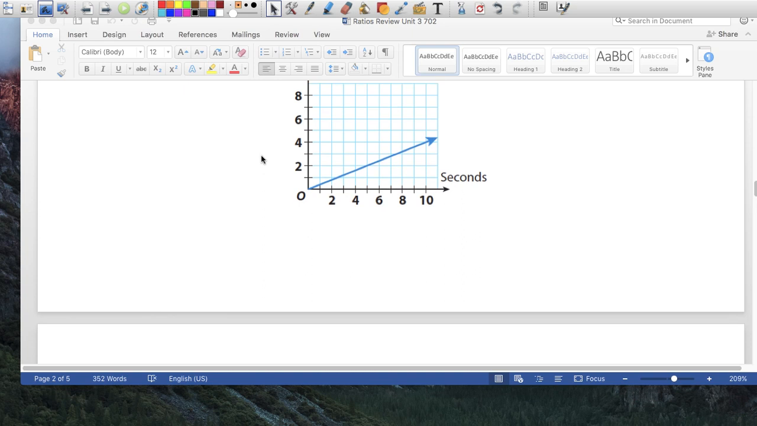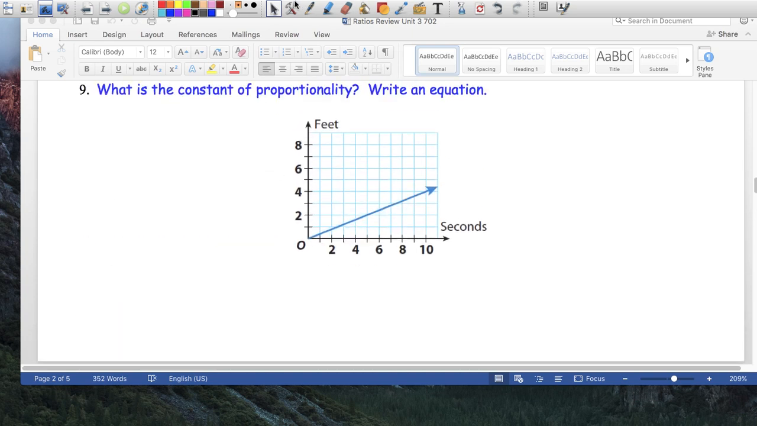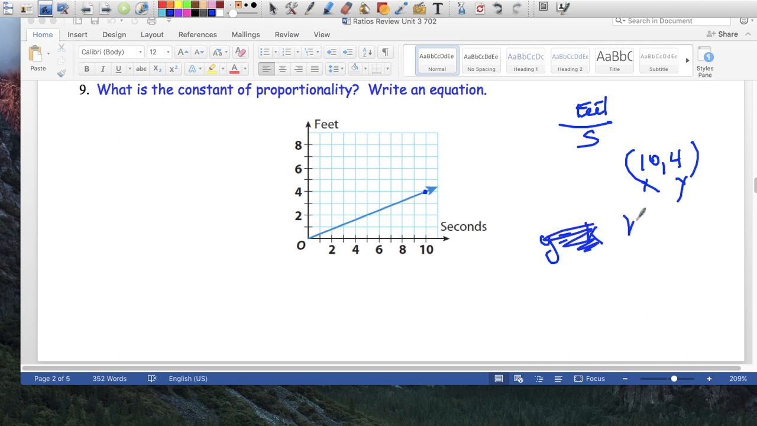Number 9, what is the constant of proportionality? Write an equation. Okay, again, pick a point. It's proportional, first of all. It's feet per second, so you're measuring feet per second. So I'm going to pick 2. No, that doesn't work. Looks like 10 works. 10 seconds with 4 feet matches nicely right here. So that's the point, 10 and 4. This is my x, this is my y. So k equals y over x, so I'm going to get 4 over 10, and 4 over 10 is 0.4. So my k is 0.4.